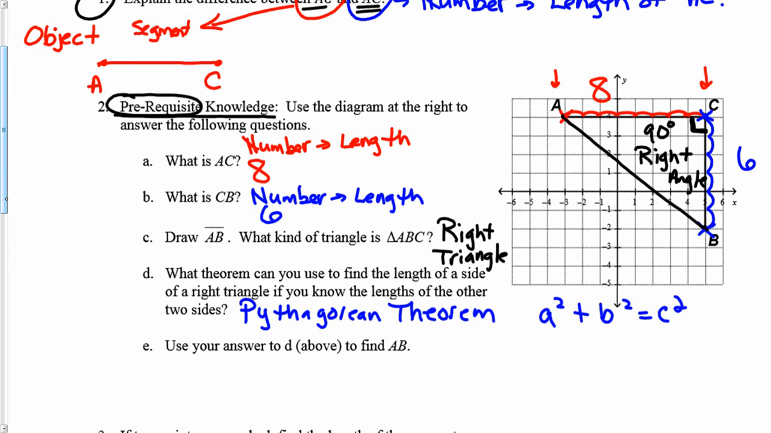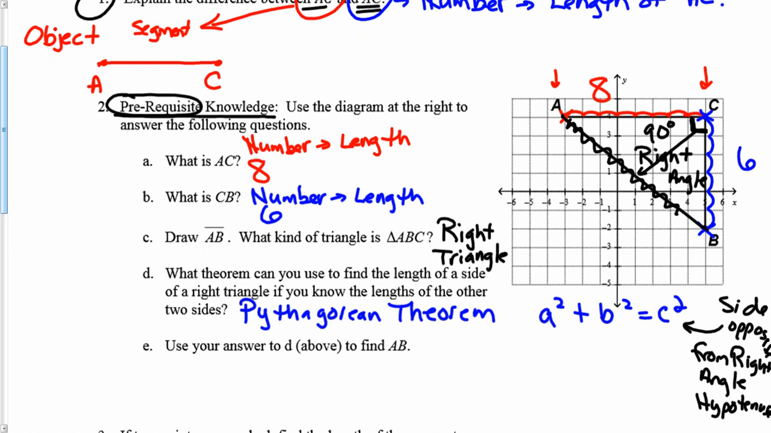Now what we have to remember about the Pythagorean theorem is that this c is the side that is opposite from the right angle. It's the side across from the right angle, and it actually has a name, and it's called the hypotenuse. So across from the right angle is this side. That is going to be my c. So that's what I'm trying to find, which means that my a, I can use 8 as my a, and then for my b, I can use 6 for my b, and that's going to be equal to c squared.